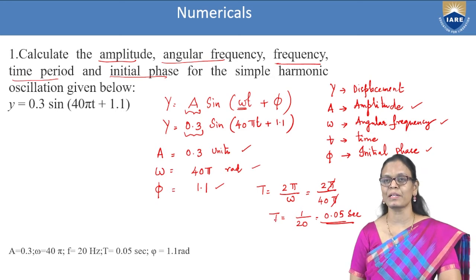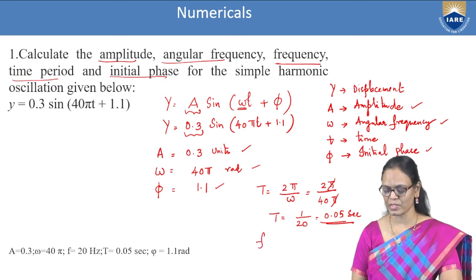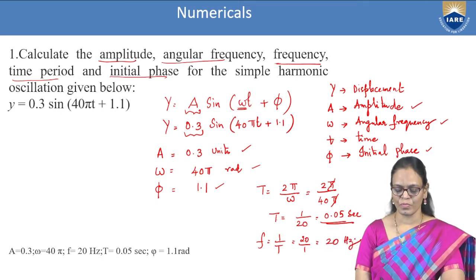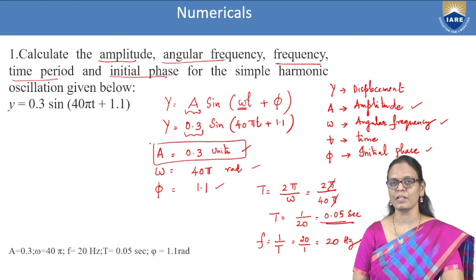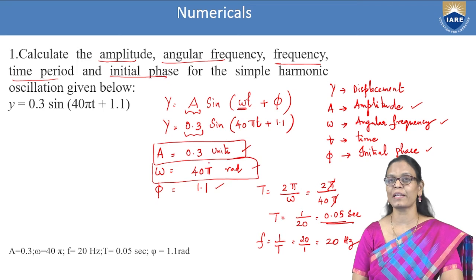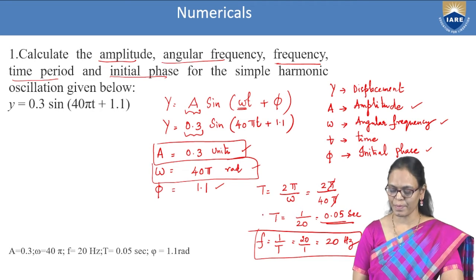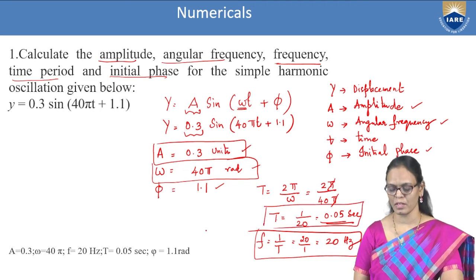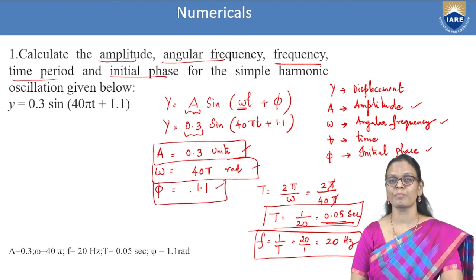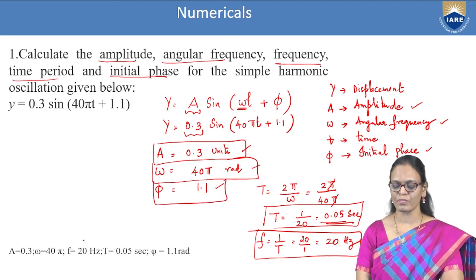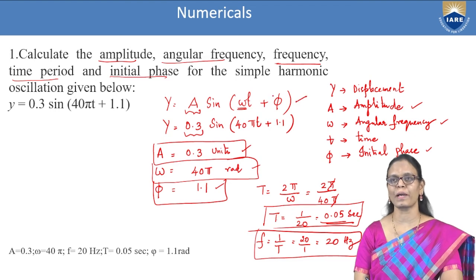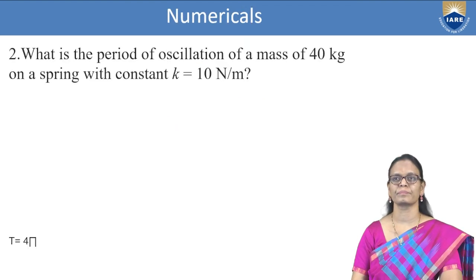So once you get the time period, you can find the frequency. F is equal to 1 upon T. So 1 upon T will be 20 by 1. So 20 Hertz is the frequency. So we have got amplitude 0.3 units, the angular frequency 40 pi radians, and the frequency 20 Hertz, time period 0.05 seconds, and the phase as 1.1. So that is how, with the help of the standard equation, while comparing, we can get the values.